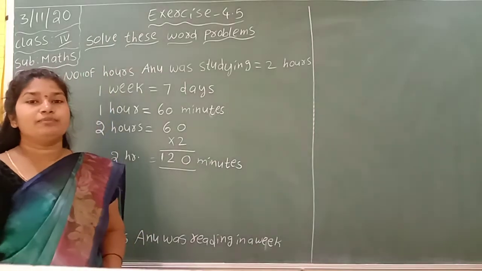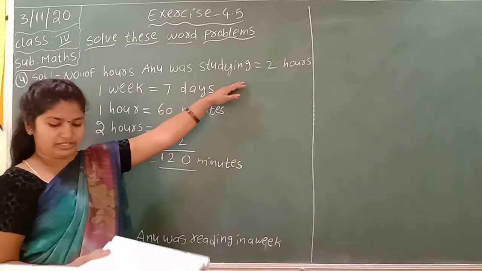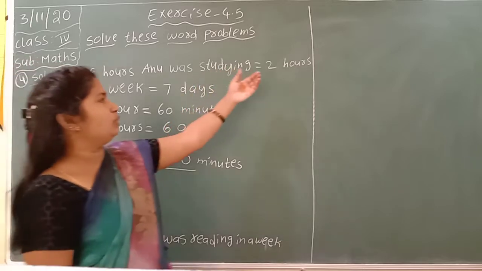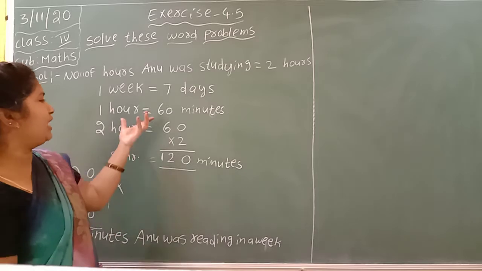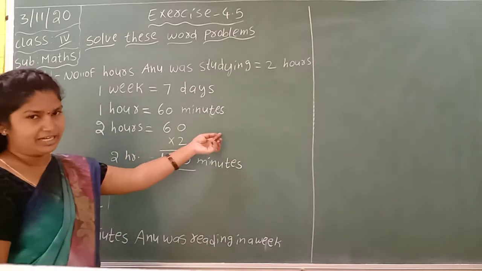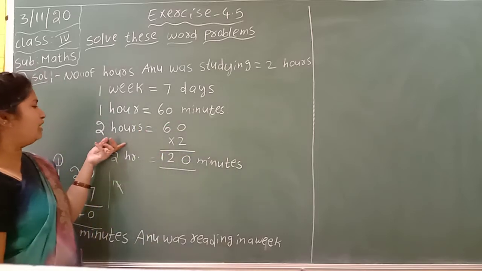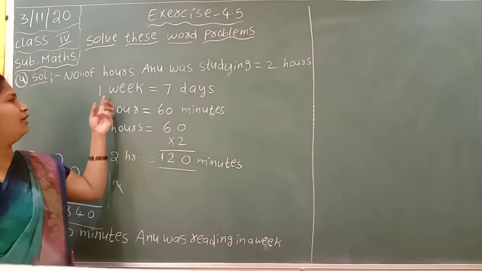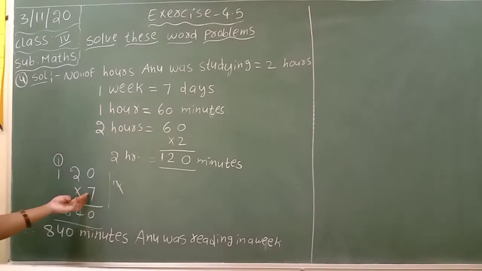First of all, you have to observe the question. Anu studies 2 hours every day. 2 hours. And how many minutes does she study in a week? The question is given in hours and they are asking the answer in minutes. So we have to convert hours into minutes. 1 hour is equal to 60 minutes. We want 2 hours. 2 hours means 120. Then 1 week is equal to 7 days. So this 120 minutes multiplied by 7, we get 840.